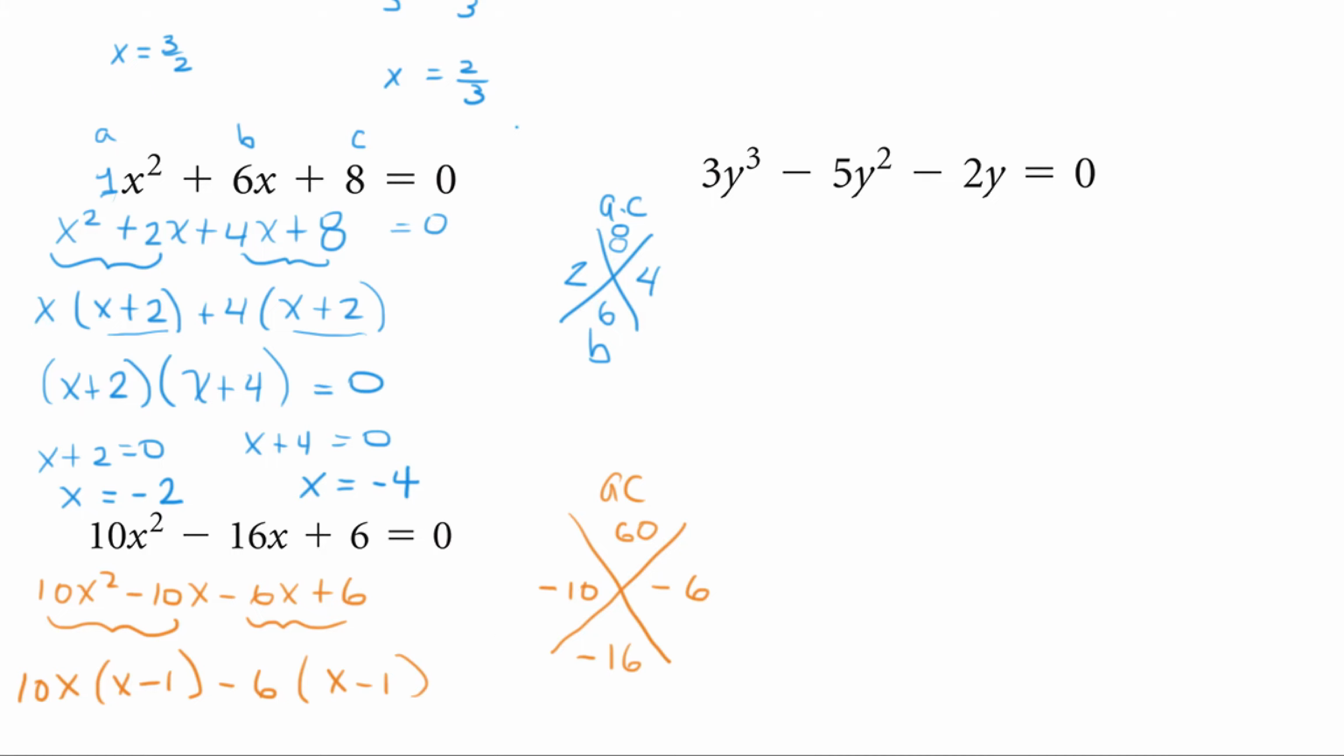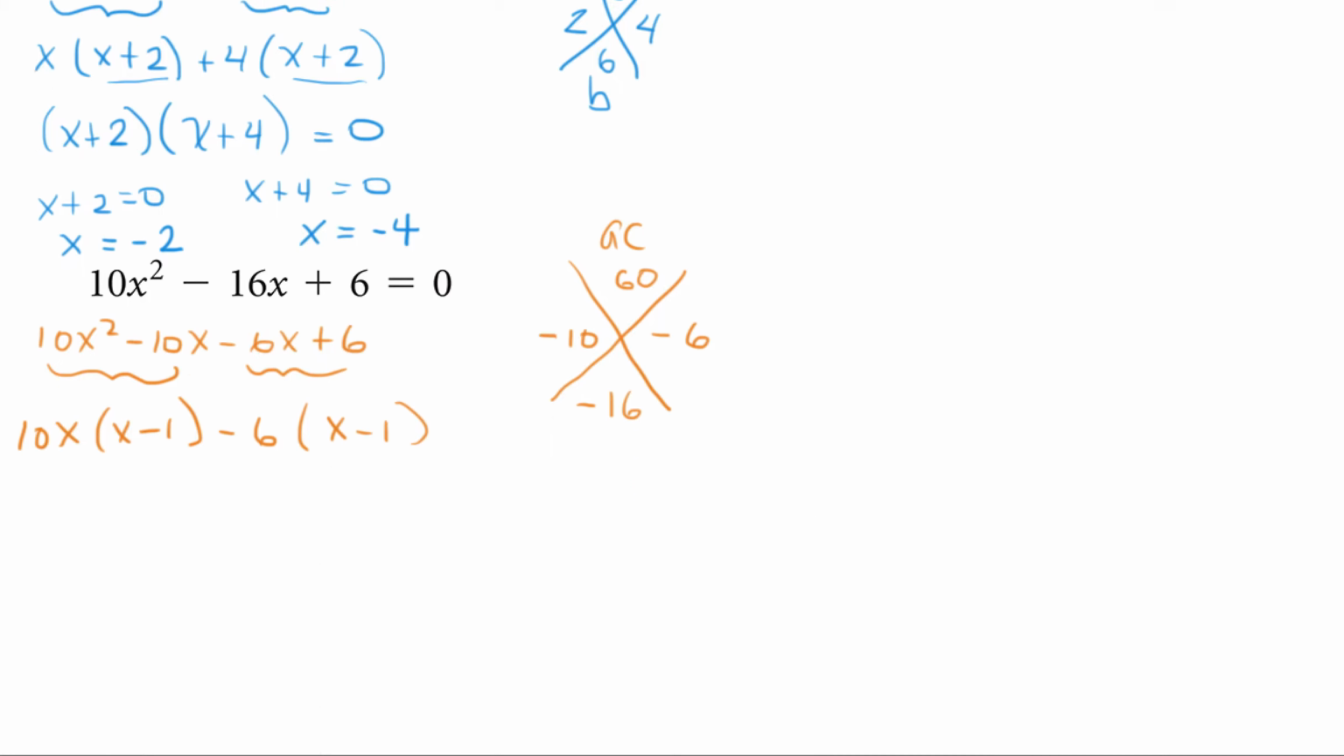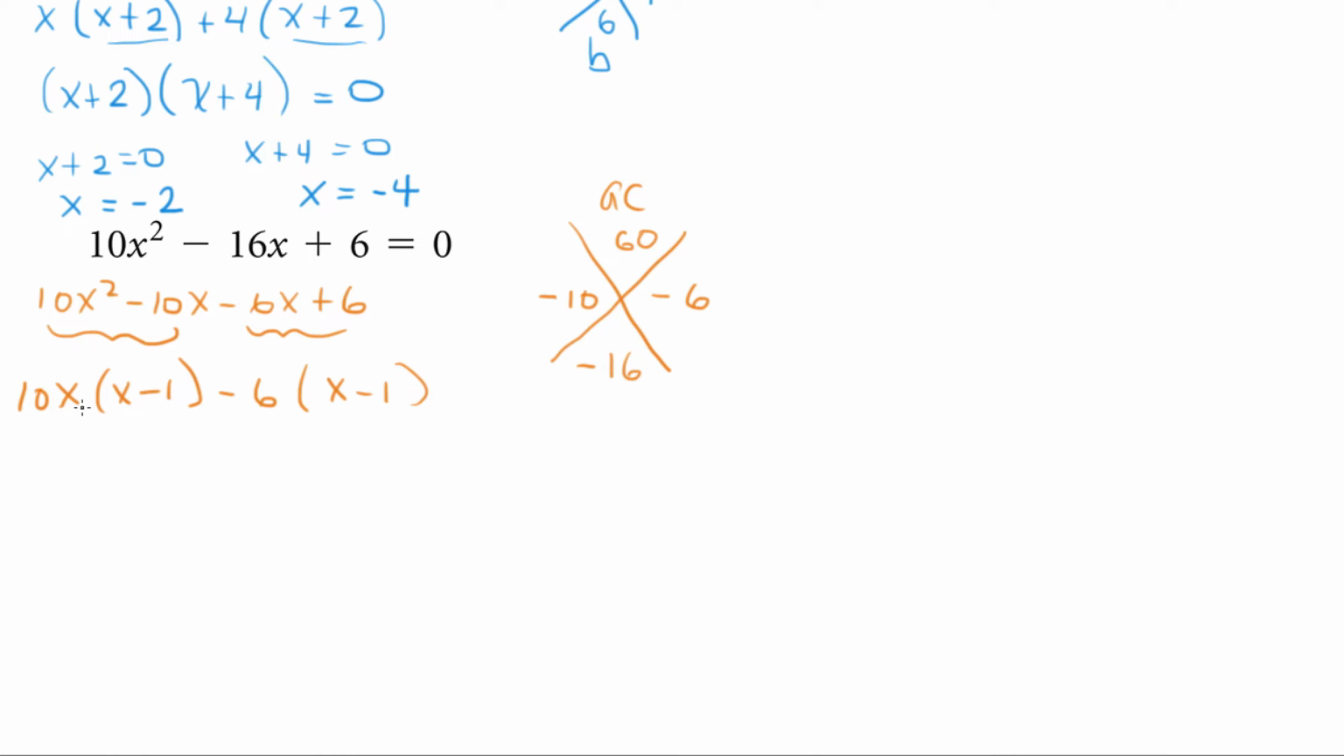Now notice that x minus 1 is the same terms, and that's what you want. So that's the one that factors out, x minus 1. And then what's left is the other factor, 10x minus 6.